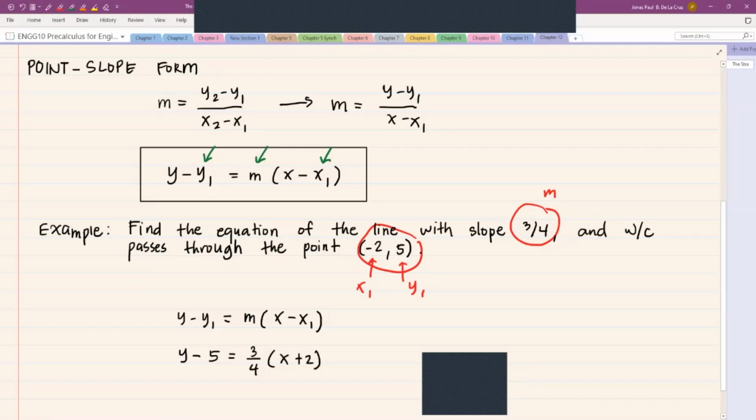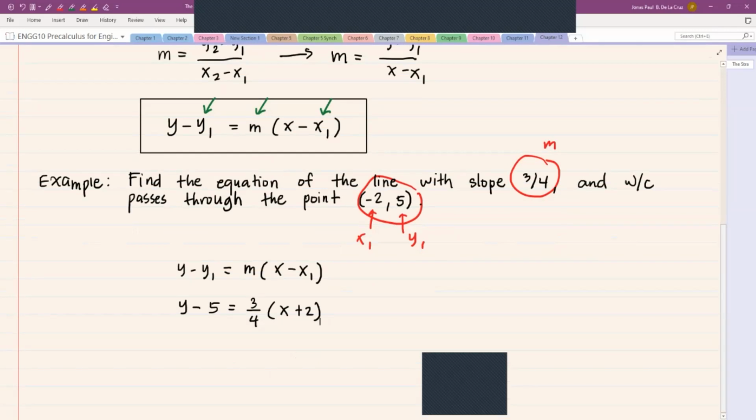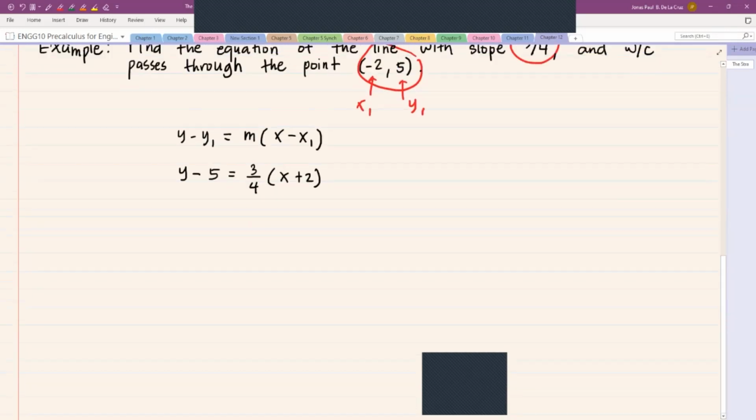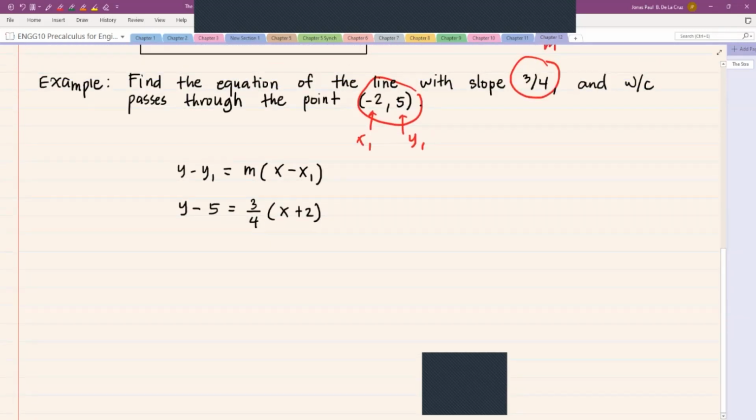Okay? So, that is now the point slope form of the line. Pero kapag ganitong mga problems, we should write it in general form. Yung mga equations natin, yung mga final na sagot natin should be written in general form. Ano ba yung sinasabi kong general form? Yung ax plus by plus c is equal to 0. Ganyan, in the form na ganyan.